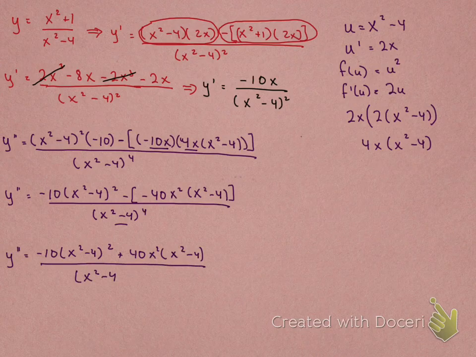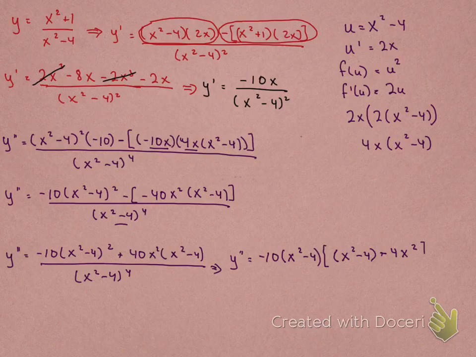So see, what we're going to do with this is we're going to pull out a negative 10. We're going to pull out a negative 10 and one of the quantity x squared minus 4. Okay, and when we do that, we will be left with an x squared minus 4 and a minus 4x squared.